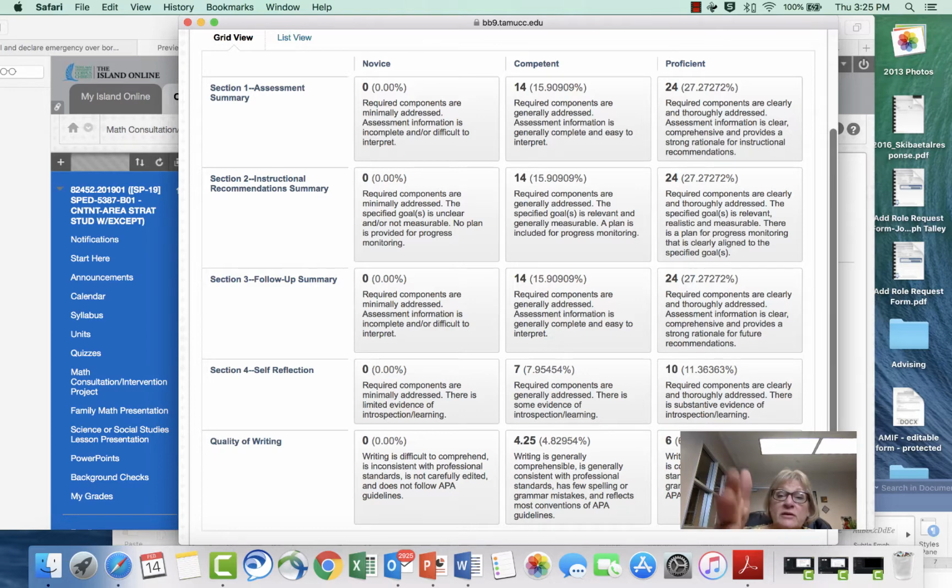If you're only generally addressing these things, then your score is going to fall more toward the competent than the proficient range. And I certainly hope none of you are scoring in the novice range, but that has happened when folks were not really addressing the components of the guidelines. Okay, you're going to have that self-reflection piece that we just discussed.